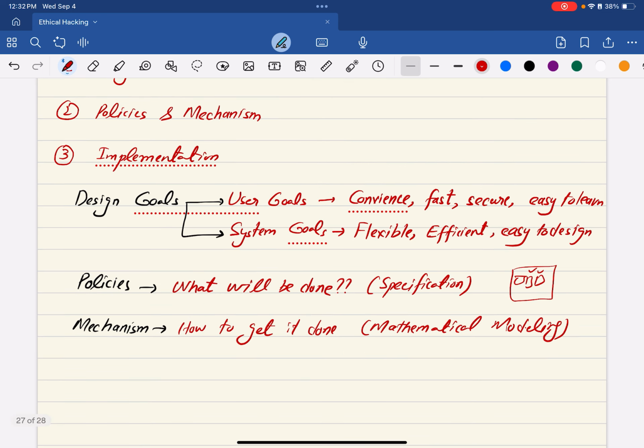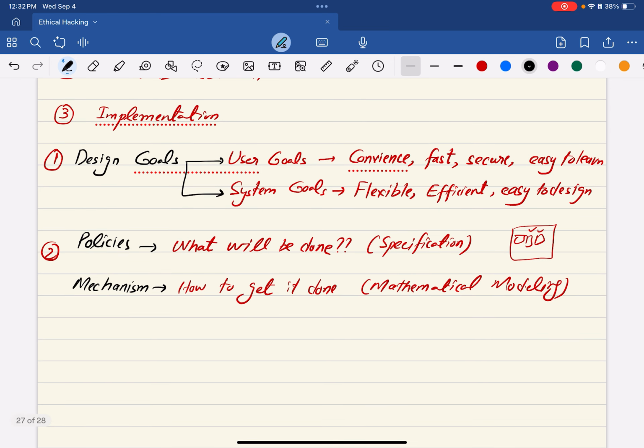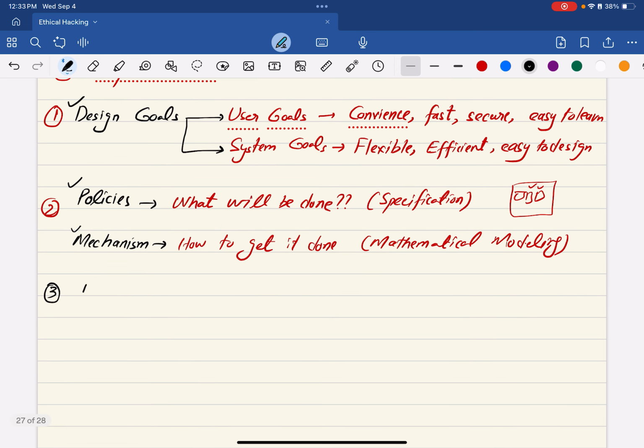Now the actual implementation, this is number 3. Actual implementation will start in the last step. So firstly, you're gonna get a piece of paper, get the design goal ready, specific goal ready, then the policies, how to achieve the goals, and then the last thing is how to implement it. So the last step is implementation phase.